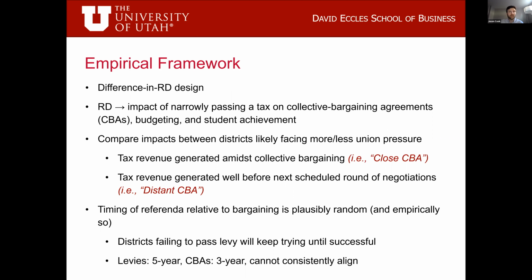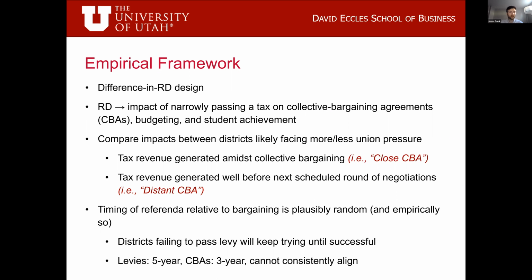And it's very unlikely that they'd be gaming it and timing when they put something on the ballot relative to when their next collective bargaining session would be happening. And similarly, there's 5-year limits for these levies, and for the most part, the collective bargaining agreements, a vast majority of them are on a 3-year set schedule. And so the 5-year and the 3-year schedules just can't consistently align. And so both of those theoretically make it seem like these things shouldn't be moving together.